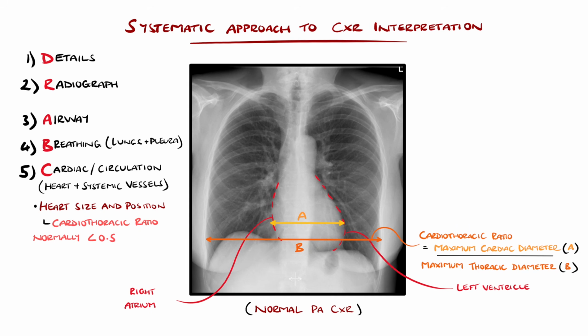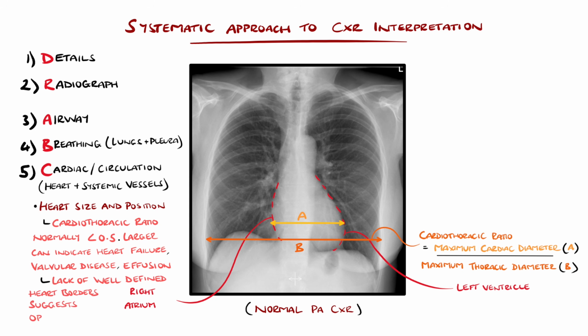This is also an example of why we need to know if the X-ray was AP or PA, as the heart will appear larger in AP. If it is not labelled, it is typically PA. If the borders of the heart are not well defined, this may be a subtle sign of opacification in that region. This includes the border between the heart and diaphragm, called the cardiophrenic angles.